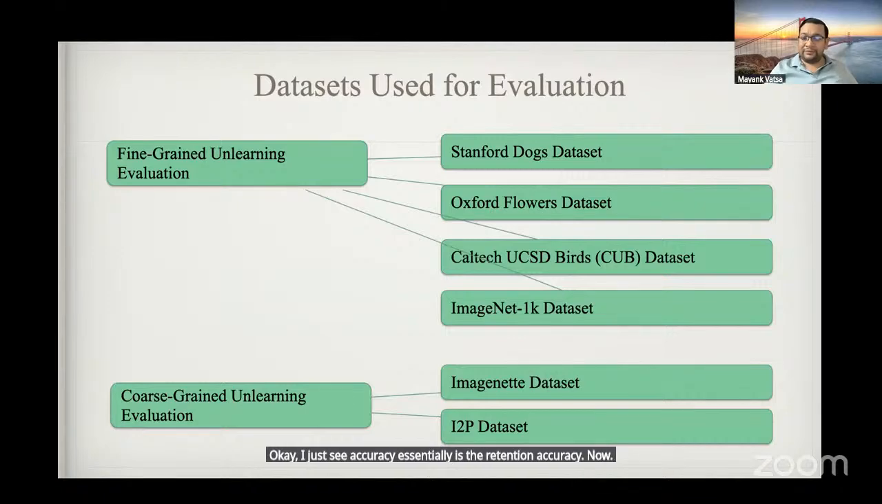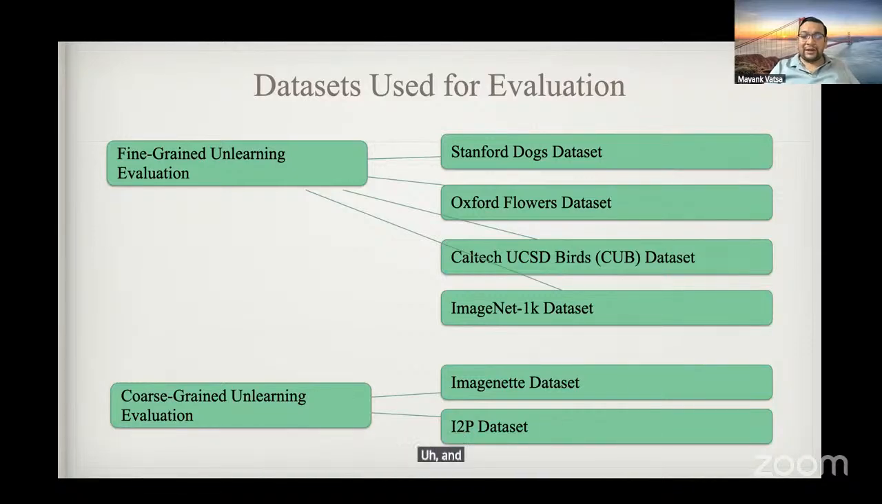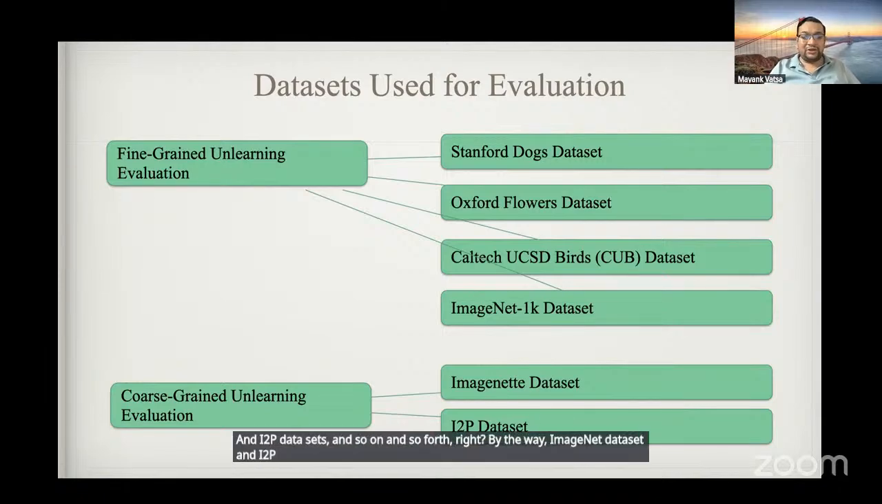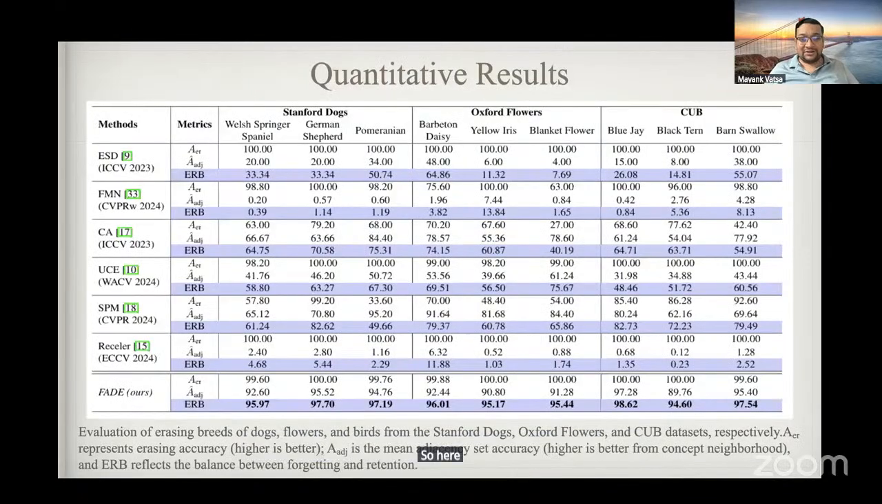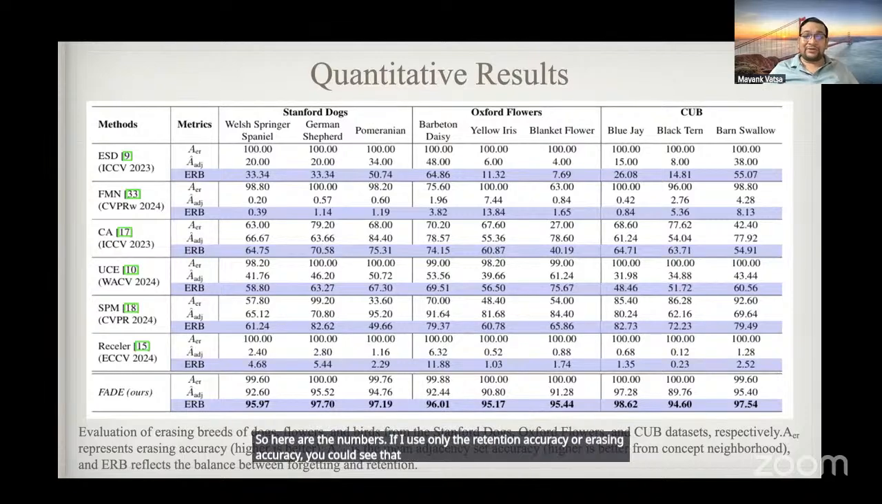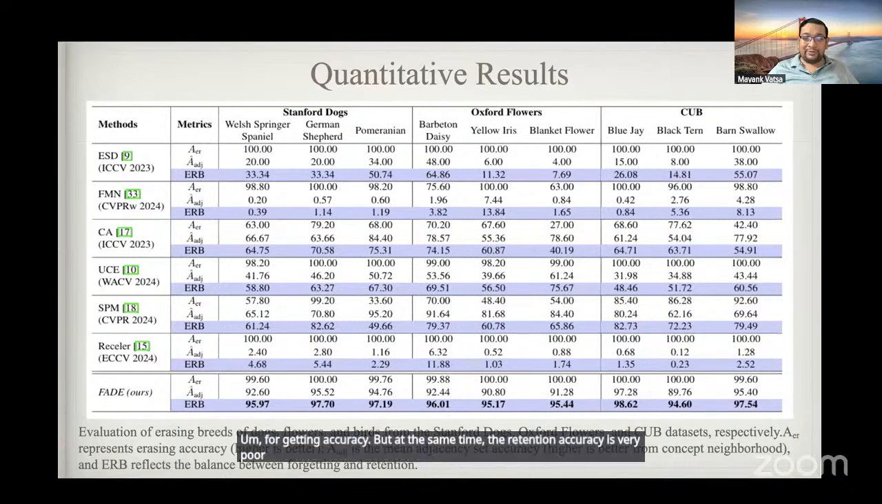Now, because this is the first paper on machine unlearning in a fine-grained setting, we defined the protocol on Stanford Dogs, Flowers, Caltech, Cars datasets, ImageNet, and I2P datasets, and so on and so forth. Right. By the way, the ImageNet and I2P datasets have already been used for coarse-grained unlearning, and we are using the existing ones. The first 4 datasets are used for fine-grained unlearning, where we have defined the protocol. So here are the numbers. If I use only the retention accuracy or erasing accuracy, you could see that at least some of the algorithms are able to achieve 100% forgetting accuracy. But at the same time, the retention accuracy is very poor, like 20% or even 2% and so forth.